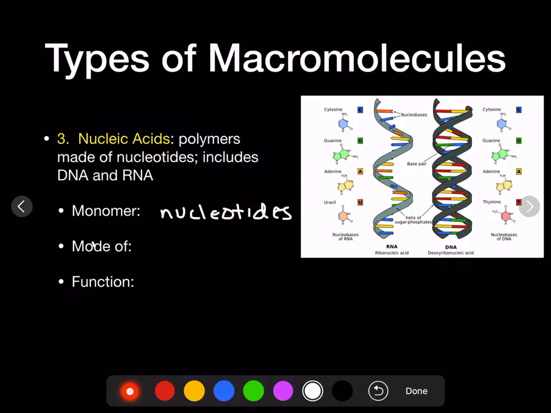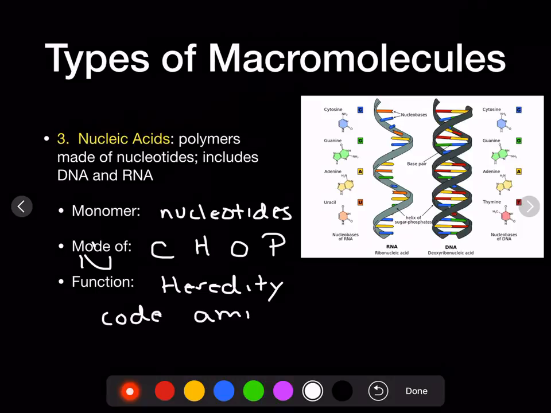Now, nucleic acids are made of carbon, hydrogen, oxygen, phosphorus, and nitrogen, okay? So the phosphorus and nitrogen are kind of the distinguishing factor between them. But nucleic acids are used for heredity and the transfer of information between mother, father, and offspring, okay? And these are also the code for an amino acid sequence, okay? But mostly, nucleic acids are used for passing on information from generation to generation.